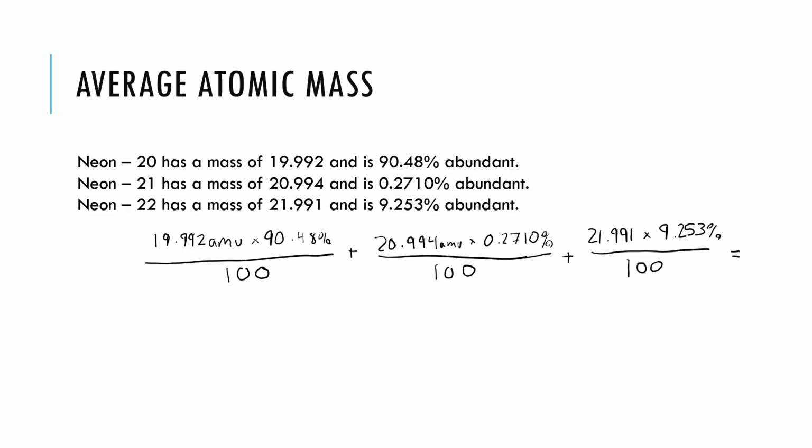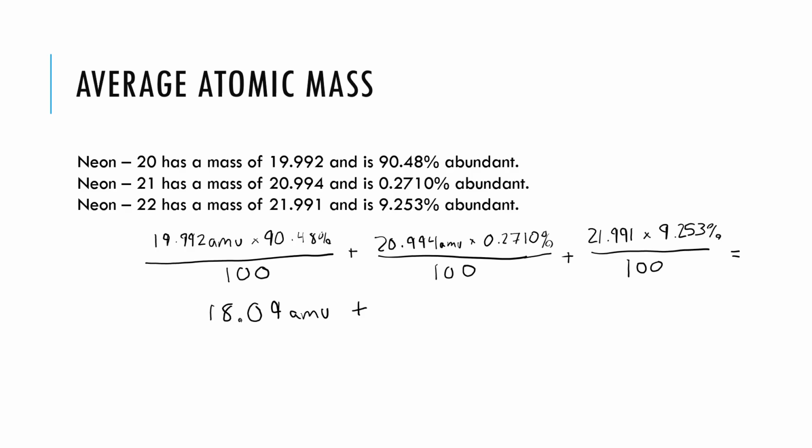Now we're going to take a second and calculate this. When we do this on our calculator, we are going to take 19.992 times 90.48. We're then going to divide that by 100. Now in this case, for the first one, we would get 18.09 AMU, keeping 4 significant figures. Now we're going to add it.